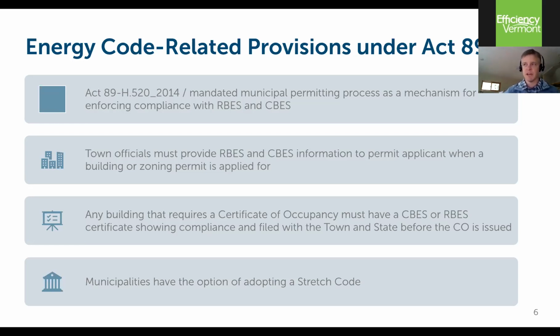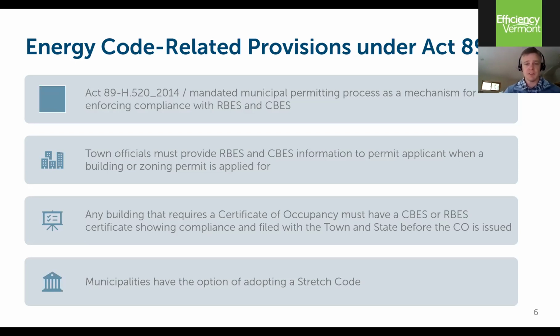So we'll cover what that means and show you what that content covers. But basically, it means that when you're issuing a building permit for a new project, that information about the code and what is required is provided to the permit applicant.